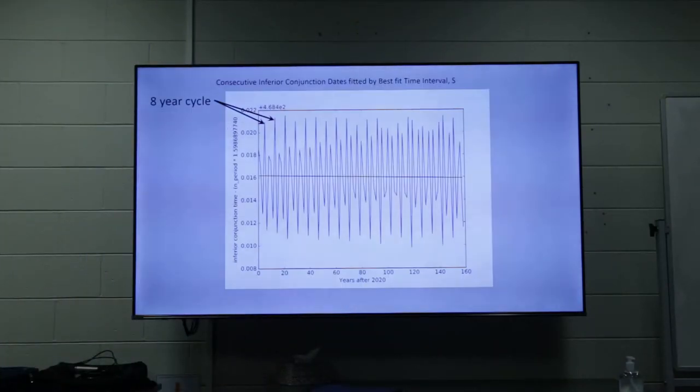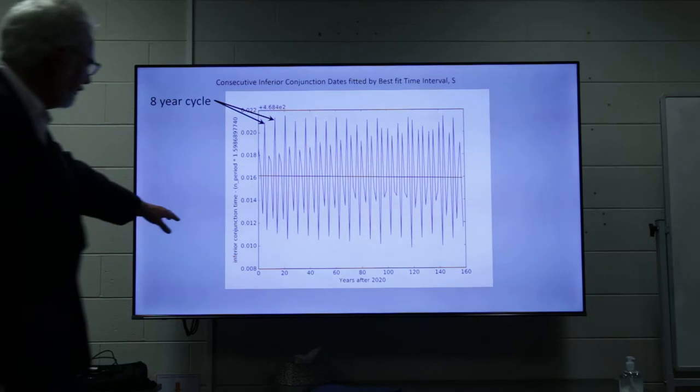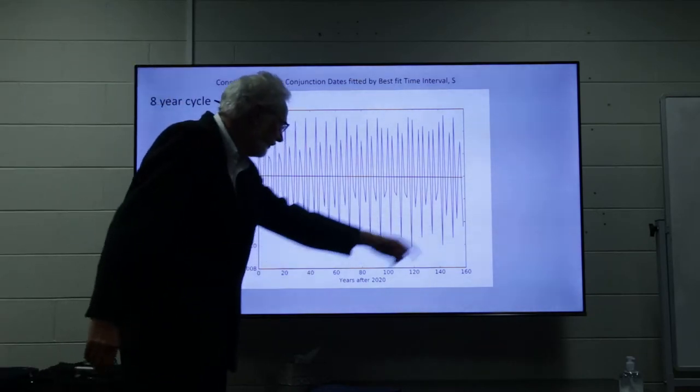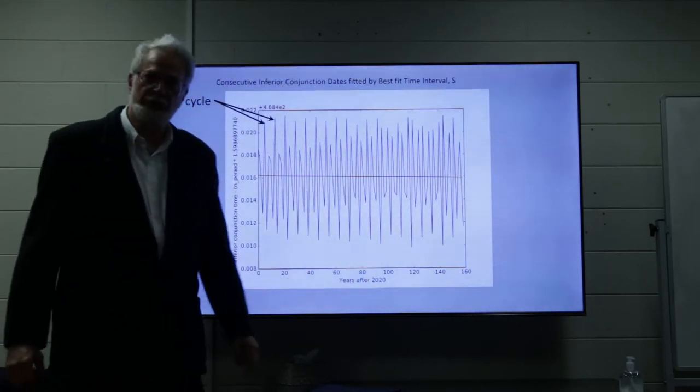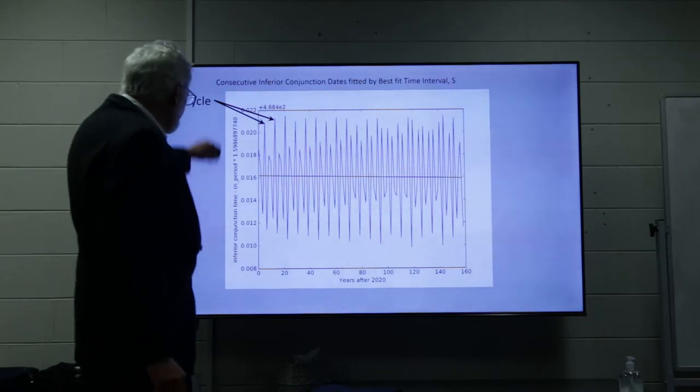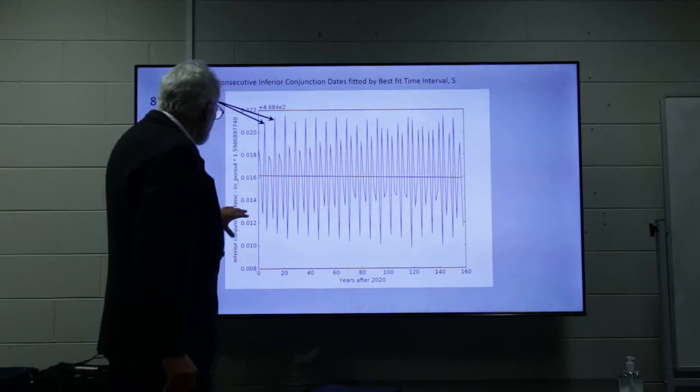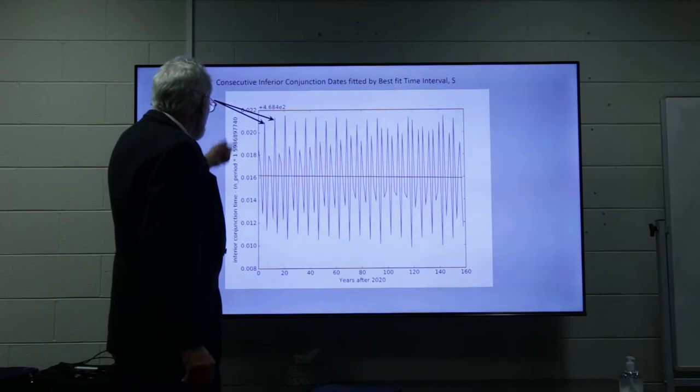So then what I did was to plot the time of inferior conjunction, the time when Venus passes the sun, versus years, starting in 2020 and then going on 160 years to the future. And this is in days, I guess.